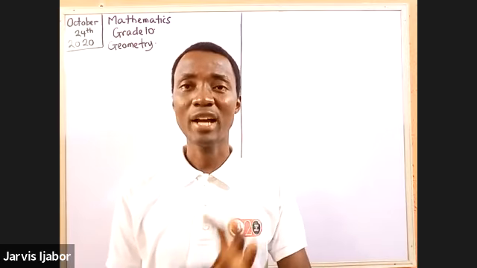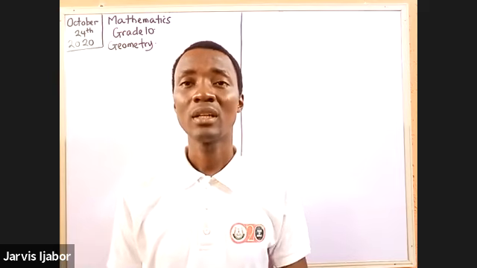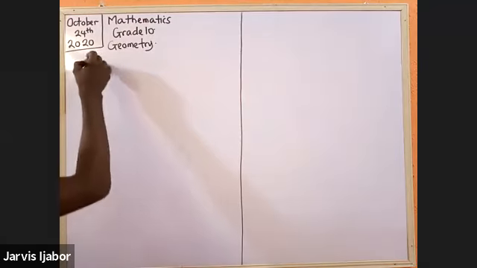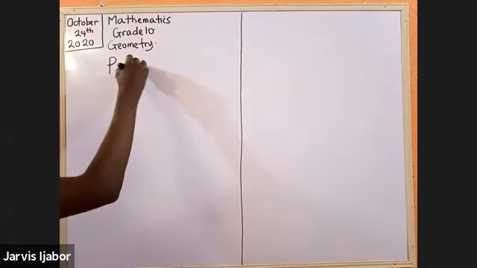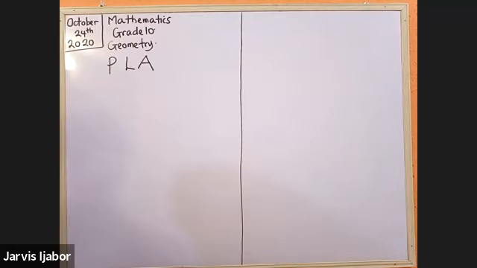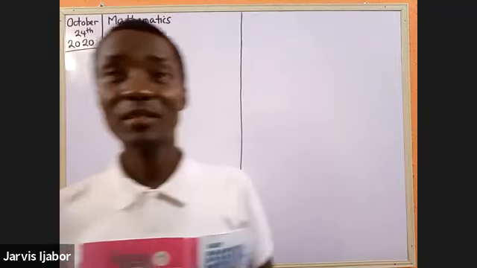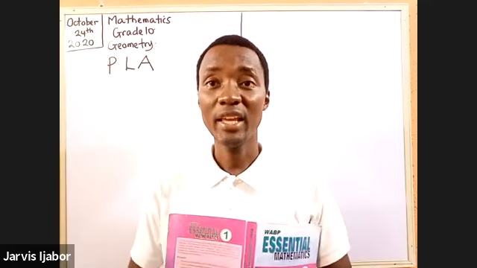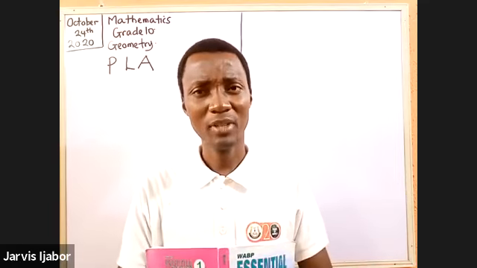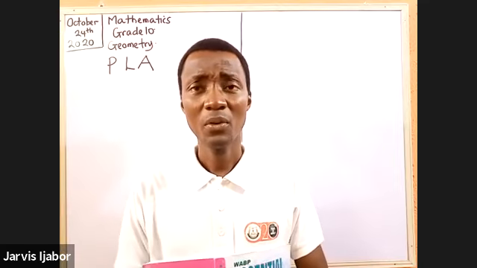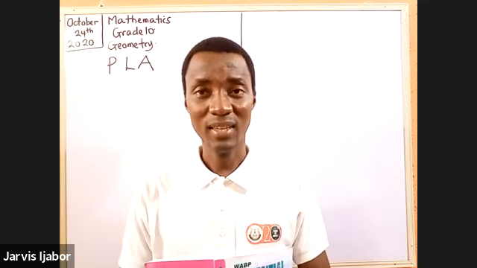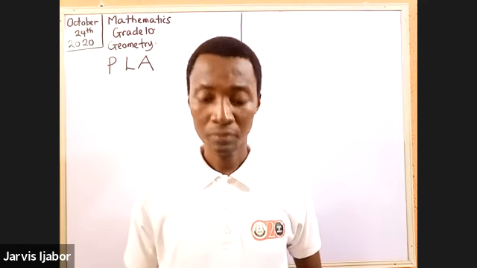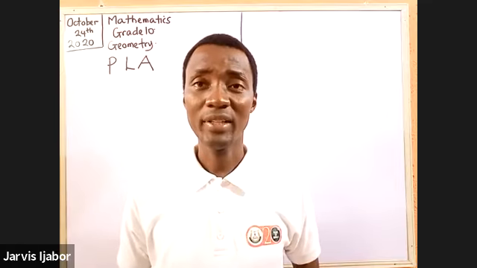Geometry as a branch of mathematics is built on three fundamental ideas: 1, 2, and 3. I call it my PLA model of geometry. Now, the question is, what is P? What is L? What is A? Care to find out?